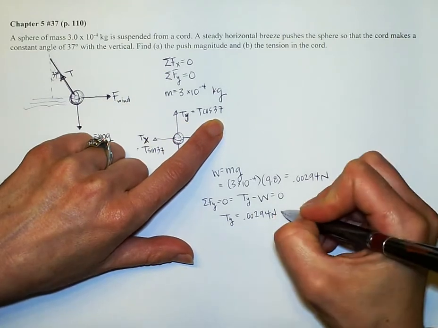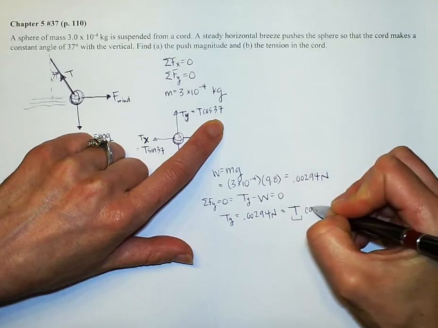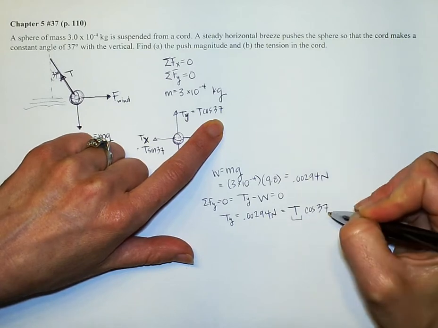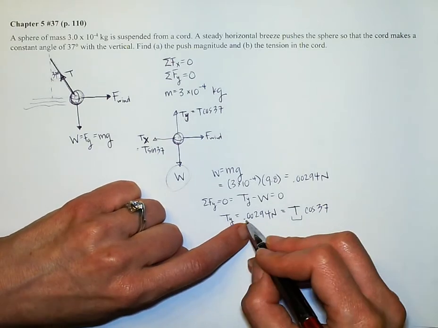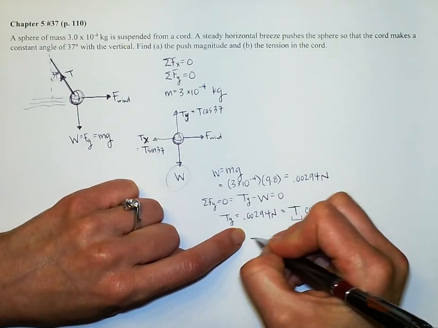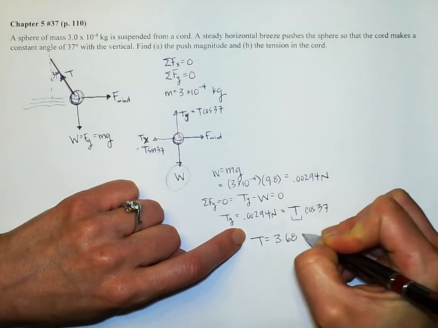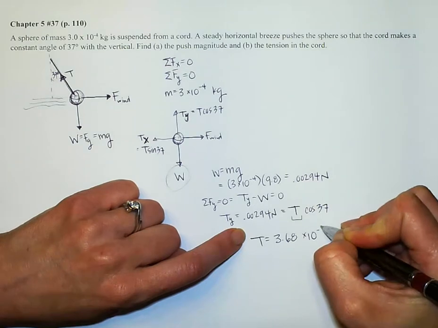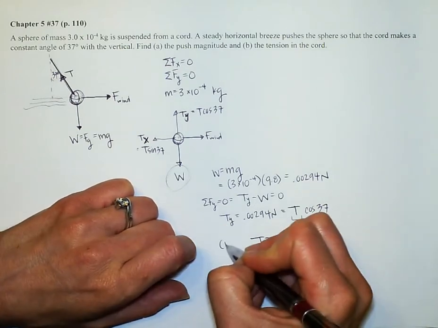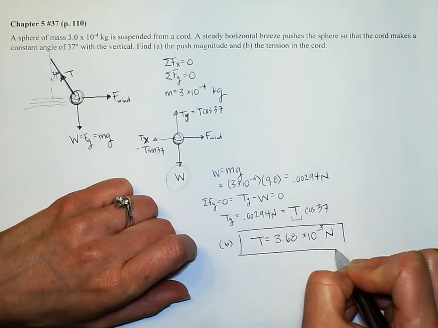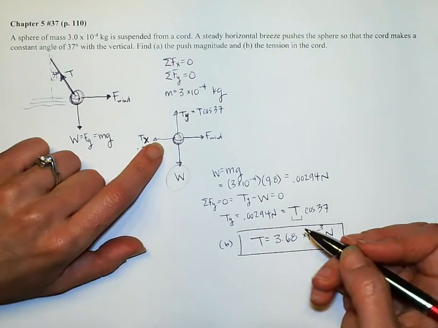Now, the good news about this is that we know that Ty equals T cosine 37. So I can say that this number equals T, being the full tension, cosine 37. And so I can use my calculator. This number divided by cosine 37 will give me my tension, which happens to be 3.68 times 10 to the negative 3 newtons. And so I've solved for part B, and now I can solve for part A.